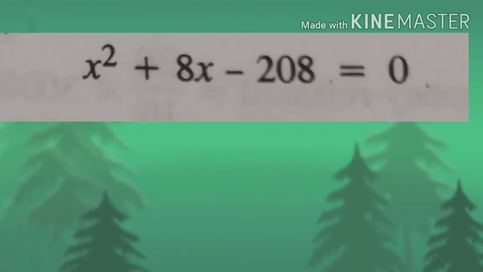Substituting 8x for y square, we get x square plus 8x minus 208 is equal to 0. This is the quadratic equation in terms of x. Now we have to solve this quadratic equation.